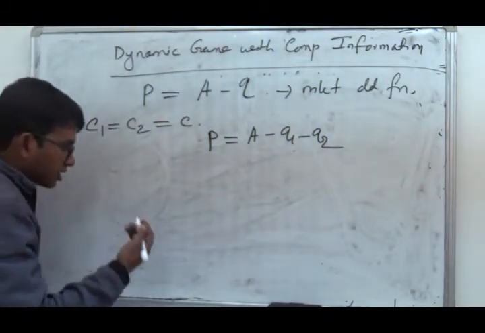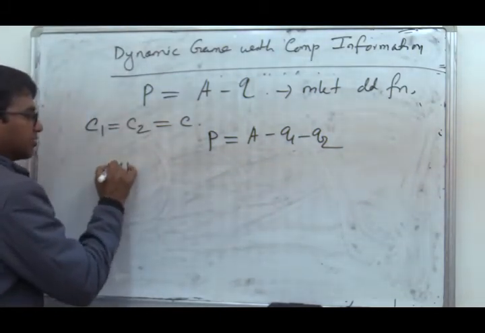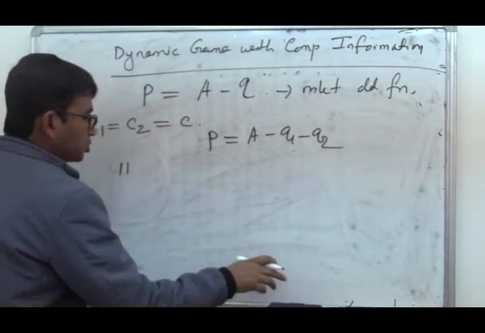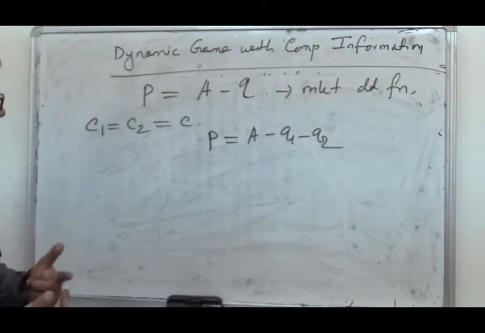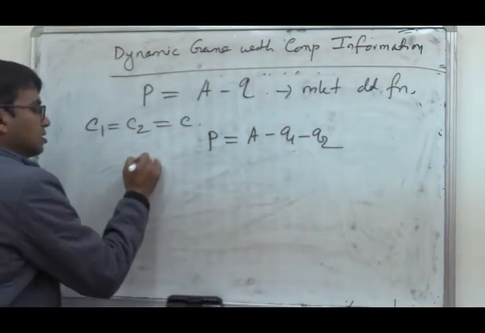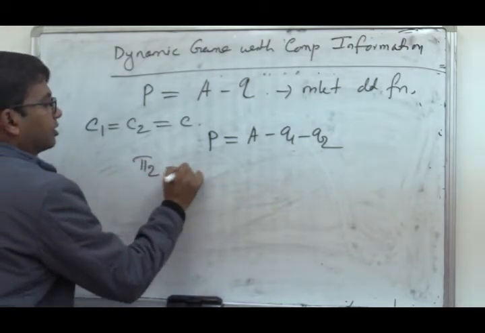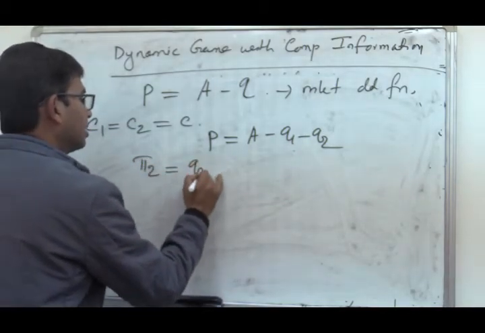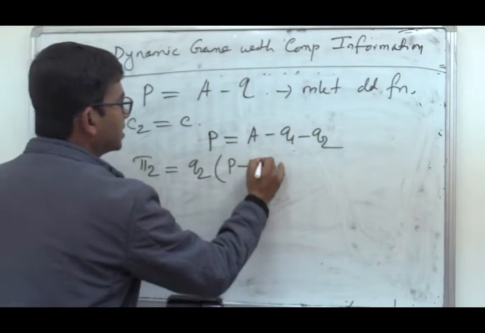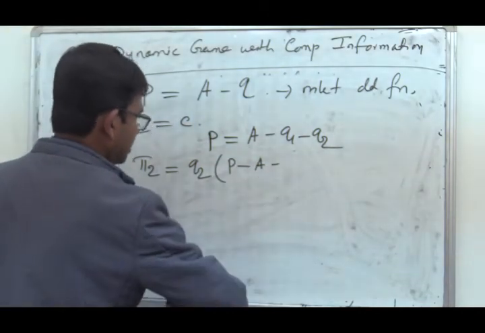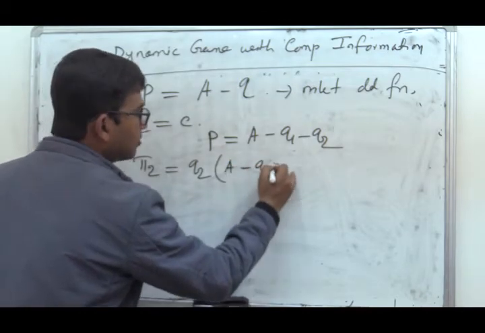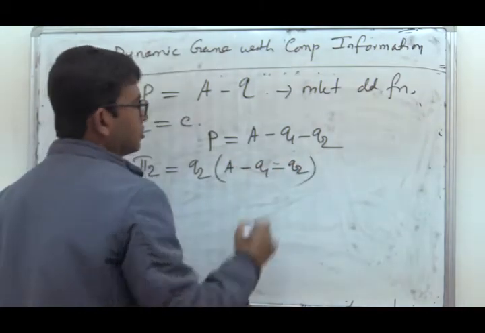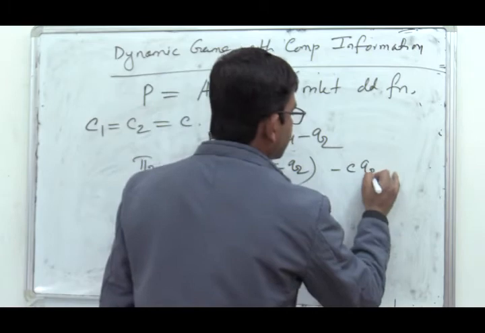Now, first we will consider the reaction function of firm 2. So we will find the objective function of firm 2, the follower. So pi 2 equals Q2 into P minus C. It will be Q2 into A minus Q1 minus Q2, minus C into Q2.